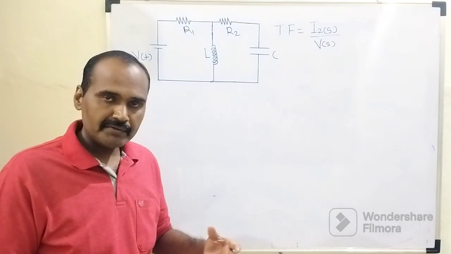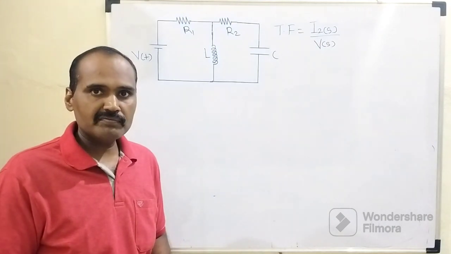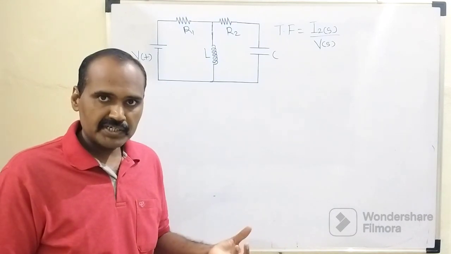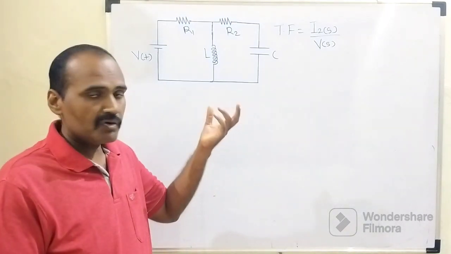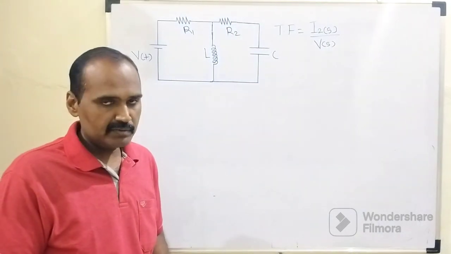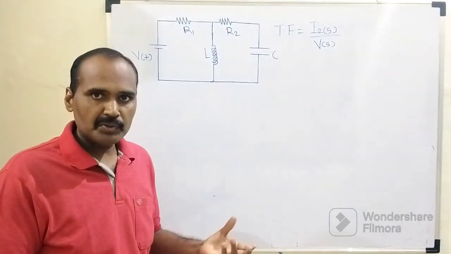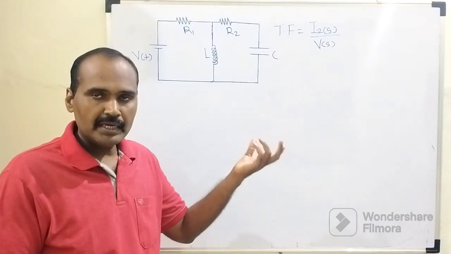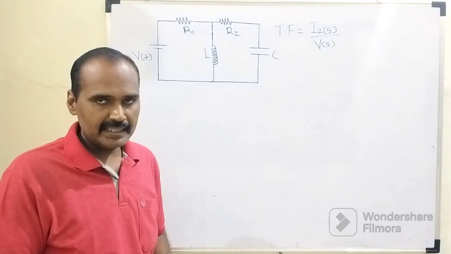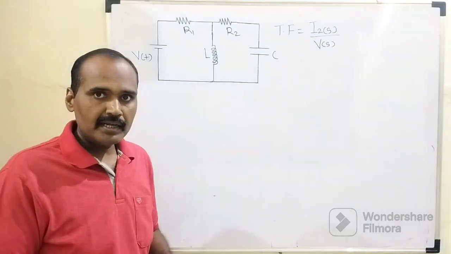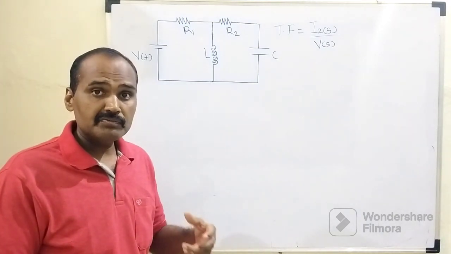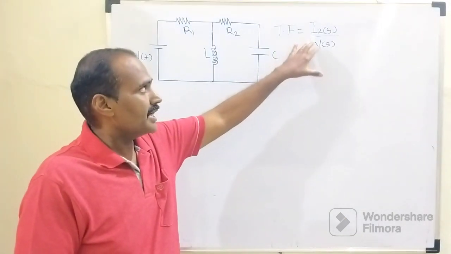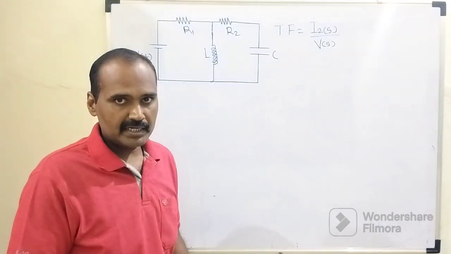First of all, quickly we need to recall the basic definition of the transfer function in terms of control system engineering. Transfer function is nothing but the ratio of output to the input of that system in terms of S domain under zero initial condition, when none of the energy component is given to any of the elements present in that circuitry. So here the transfer function which we want to tabulate is nothing but I2 of S upon V of S.